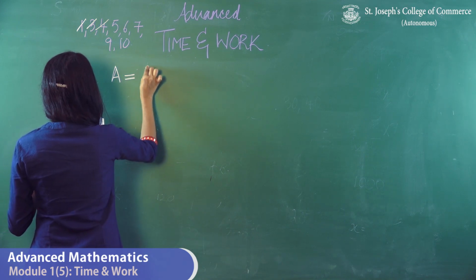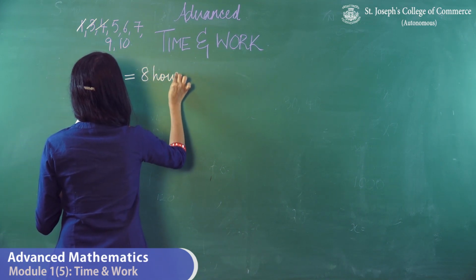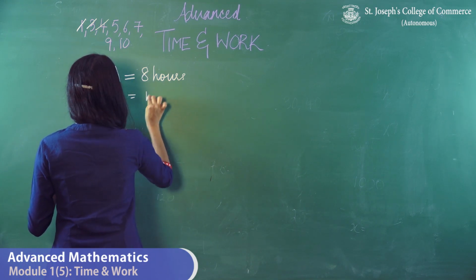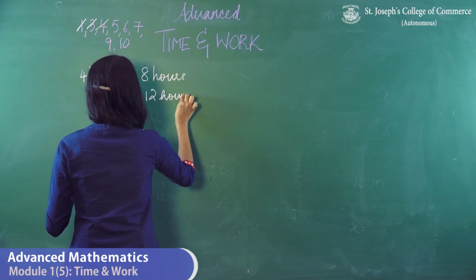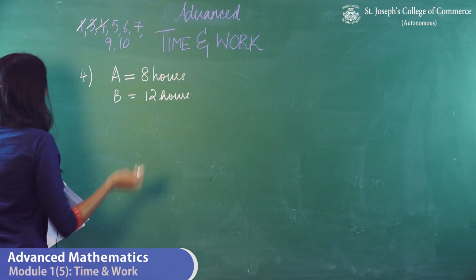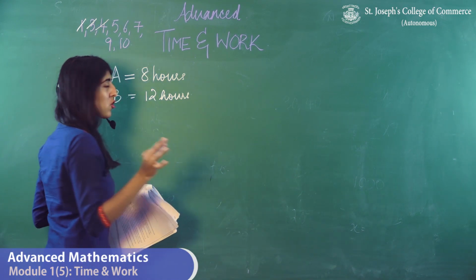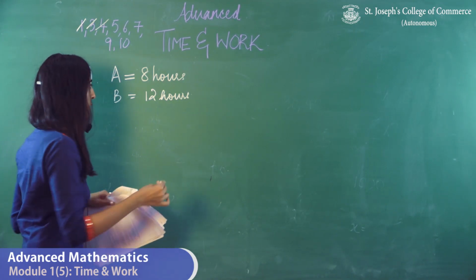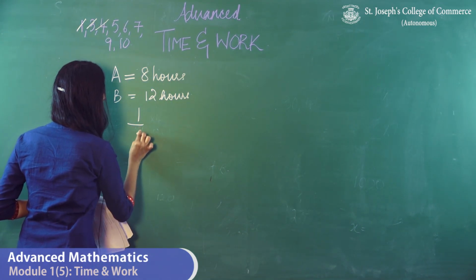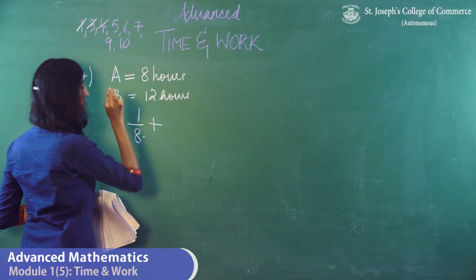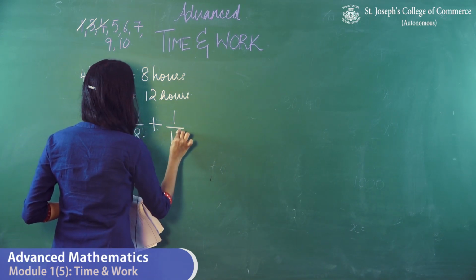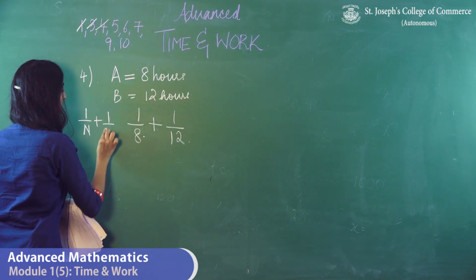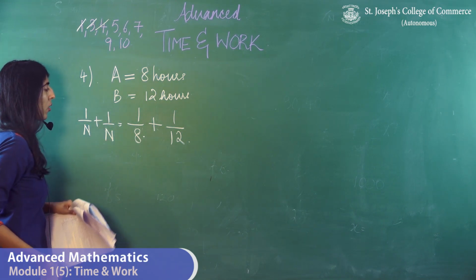A does the same work in 8 hours, while B does the work in 12 hours. Together, you need to find how much time they take. So try finding out on a 1 hour work basis. So for A, it will be 1 by 8. And together, you add it up, it will be 1 by 12. So it's actually just 1 by n plus 1 by n.